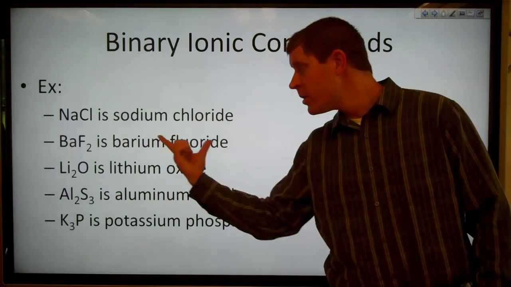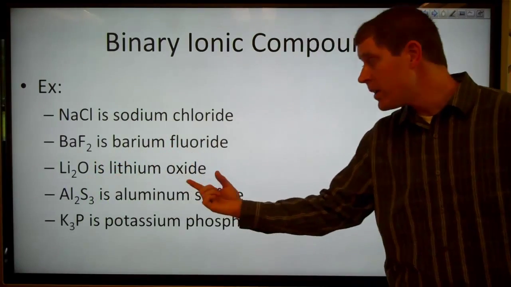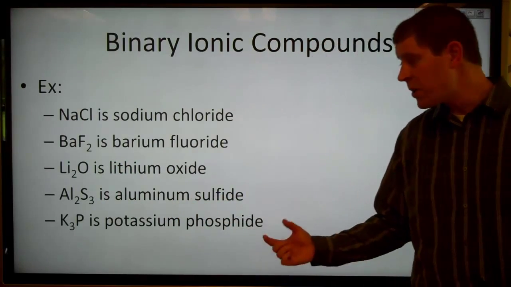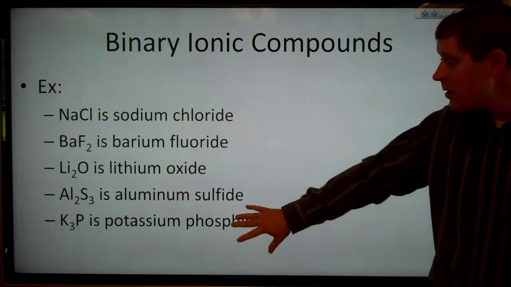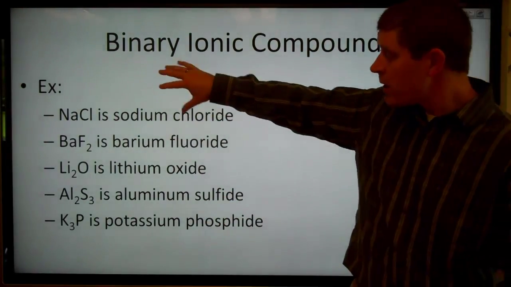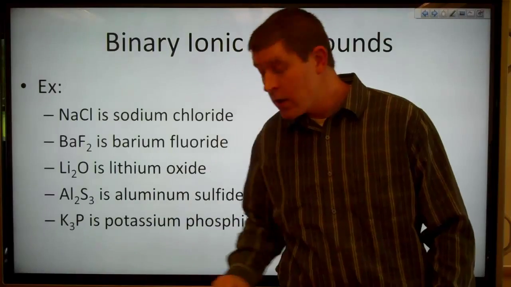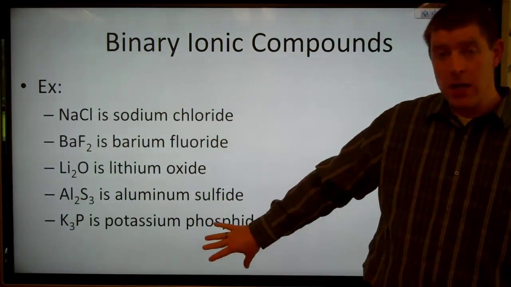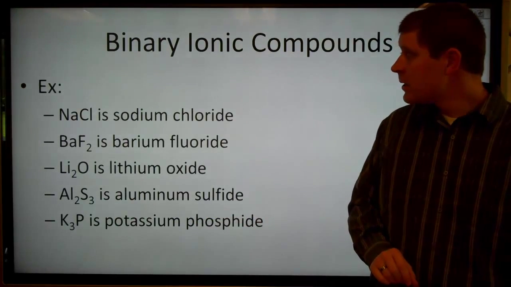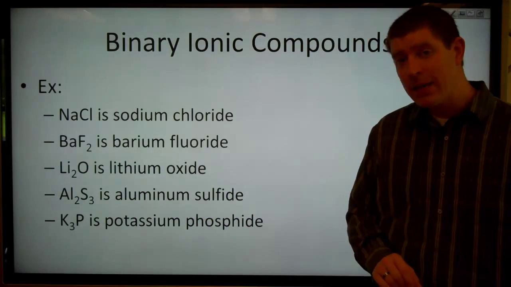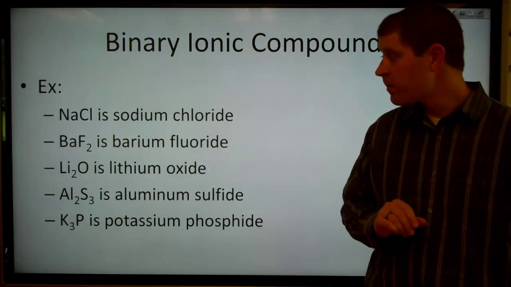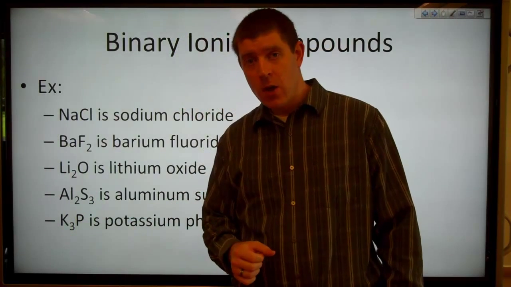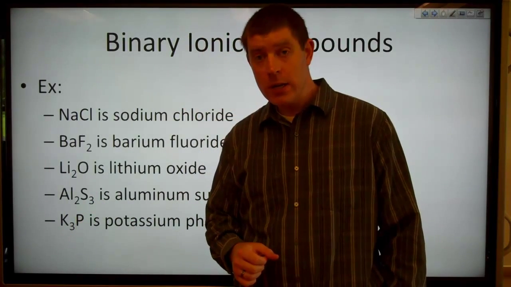BaF2 is barium fluoride. Li2O is lithium oxide. Al2S3 is aluminum sulfide. K3P is potassium phosphide. Now note that in none of these cases do we list anything about how many, right? So we've got the numbers here in the chemical formula, but we don't have any numbers in our name. And that's because we don't need them in our name as long as we know what the charge is on each of these, we can figure out how many we need.